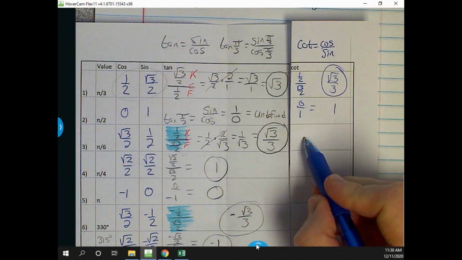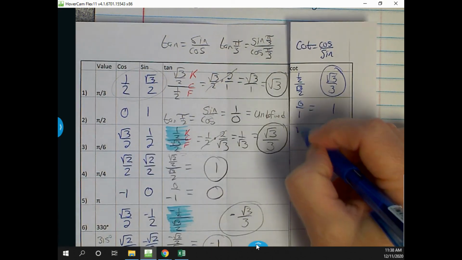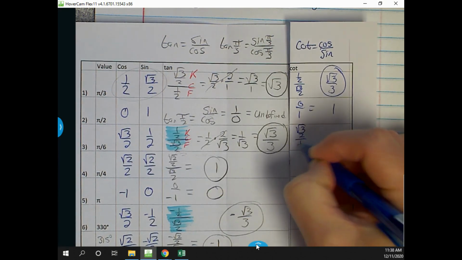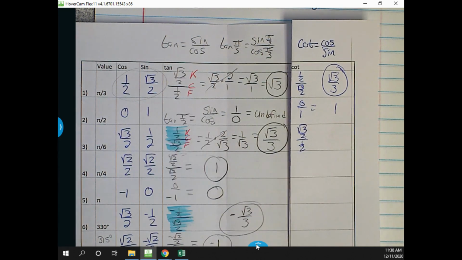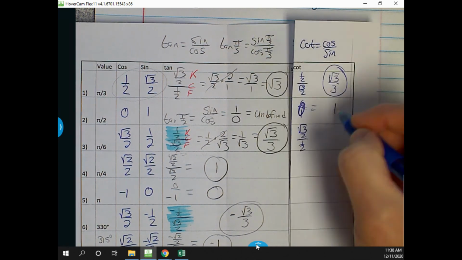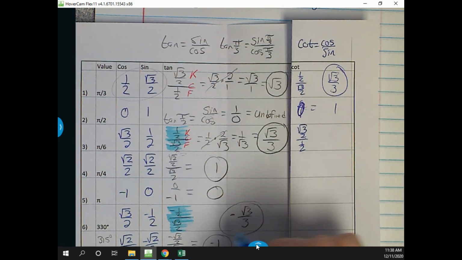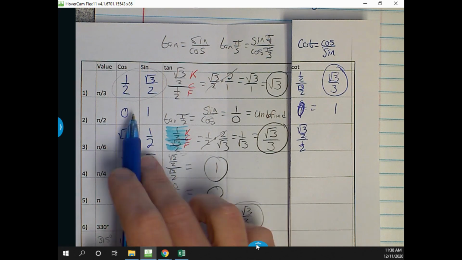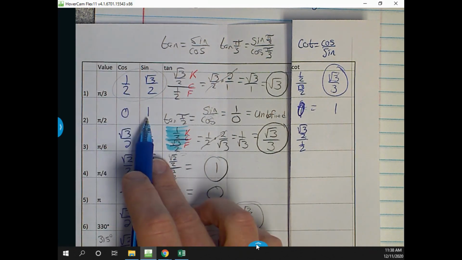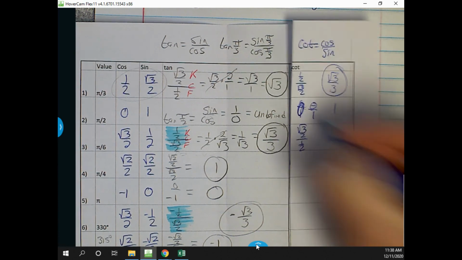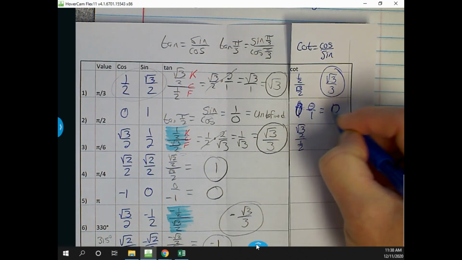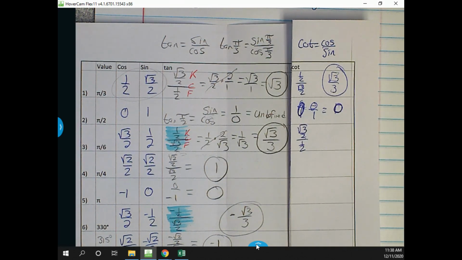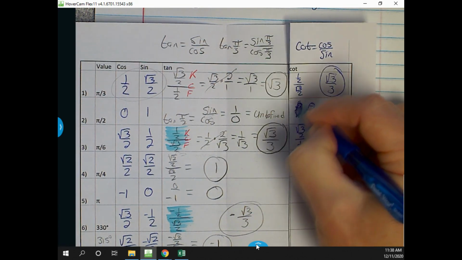When we do this problem, cosine is square root of 3 over 2. Sine is 1/2. Oh, sorry, thank you. I said the wrong thing, didn't I? Cosine over sine, 0 over 1. Yeah, 0 over 1 is 0, not 1. My bad. Bad teacher.